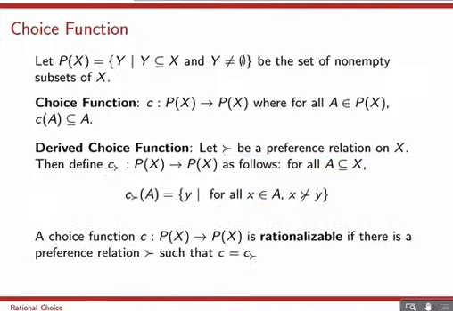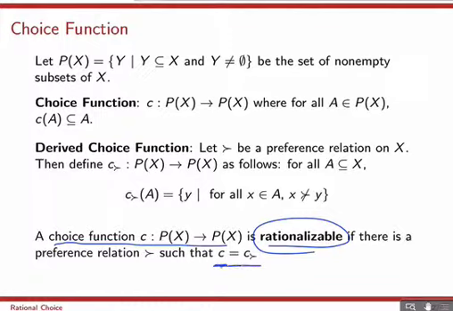And we say that a choice function, just any choice function, is rationalizable if there is a preference relation such that the behavior that we observe, so the choice function C, can be understood as a derived choice function, where the derived choice function is defined in this way right here.